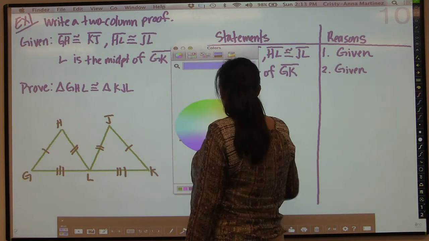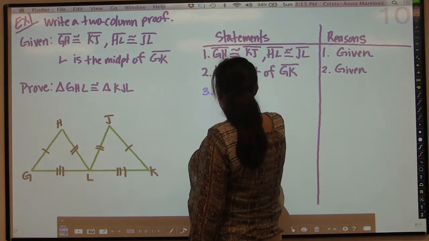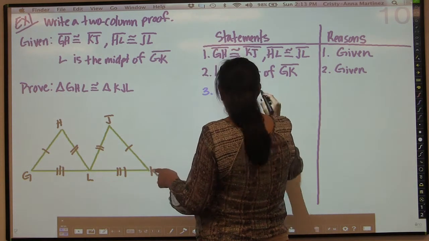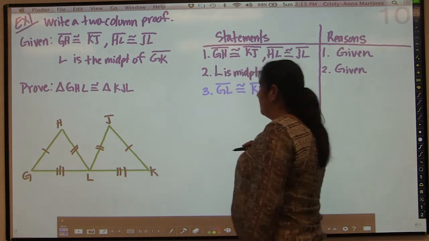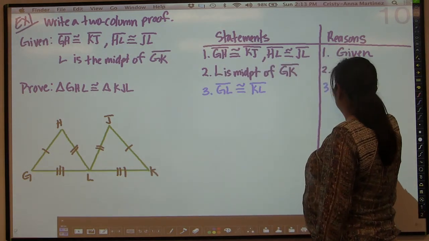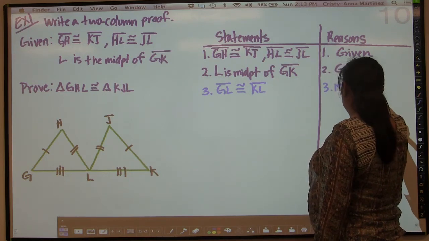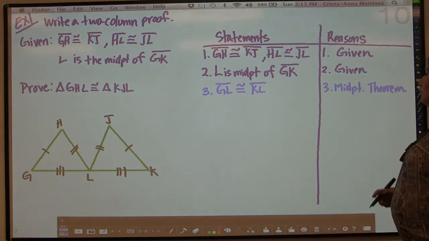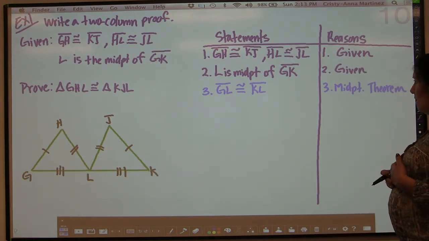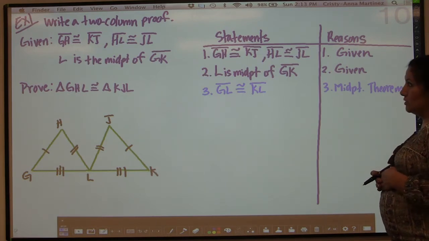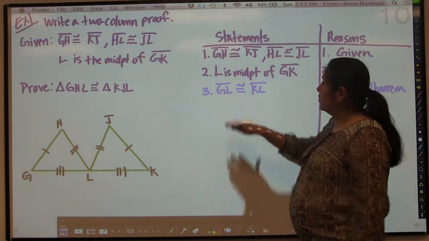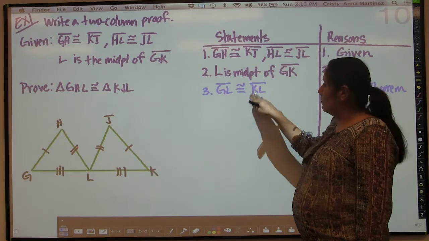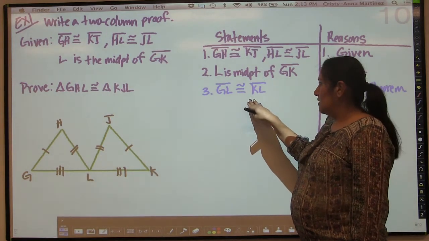So in my proof, we're going to say that GL is congruent to KL, and that's by definition of midpoint or the midpoint theorem. So I'll put here midpoint theorem. We had that theorem a couple chapters back. So 3 is GL is congruent to KL by the midpoint theorem. So now we have all 3 pairs of sides congruent. We have the first pair here, second pair there, and now with the help of the second given statement, we can say that the third pair of sides is congruent.